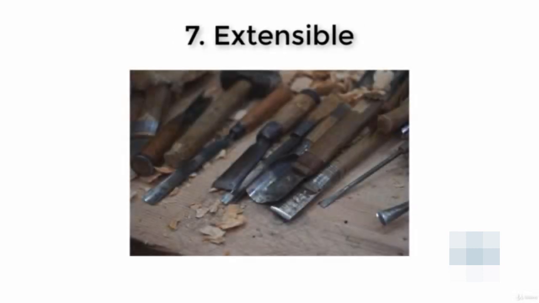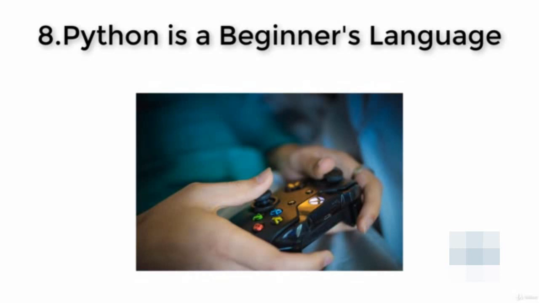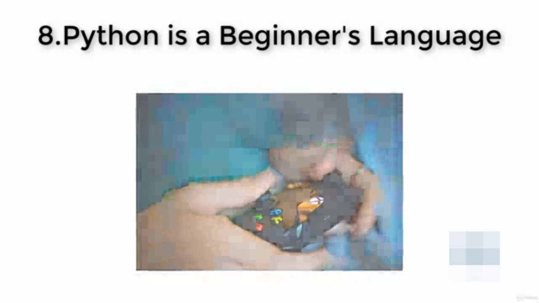The seventh is extensible. If needed, you can write some of your Python code in other languages like C++. This makes Python an extensible language, meaning that it can be extended to other languages. Eighth, Python is a beginner's language. Python is a great language for beginner level programmers and supports the development of a wide range of applications from simple text processing to World Wide Web browsers to games.